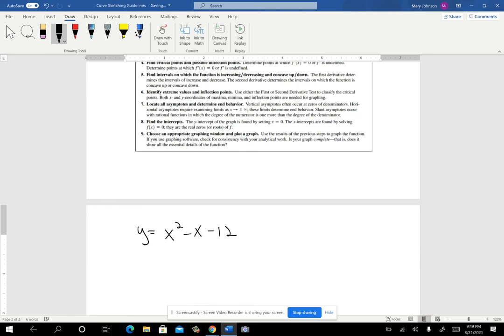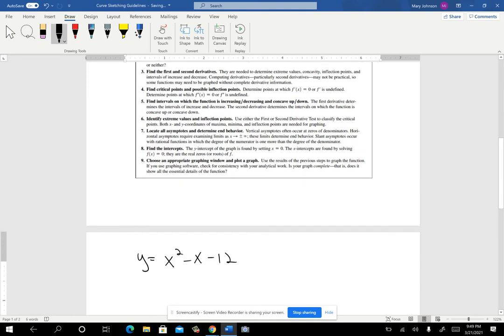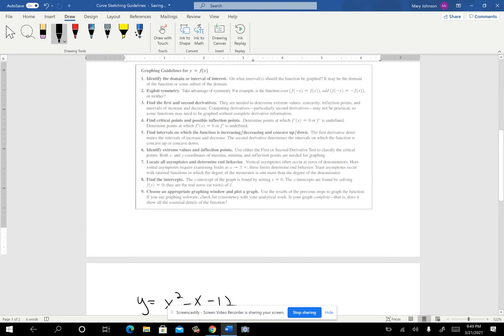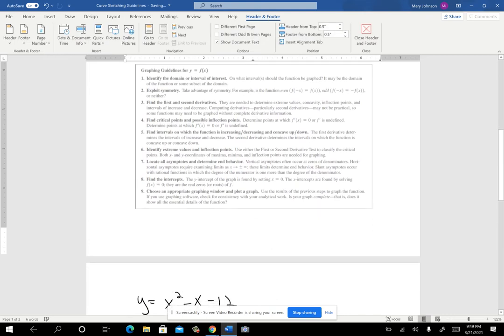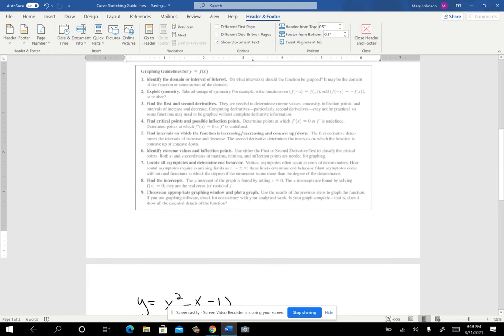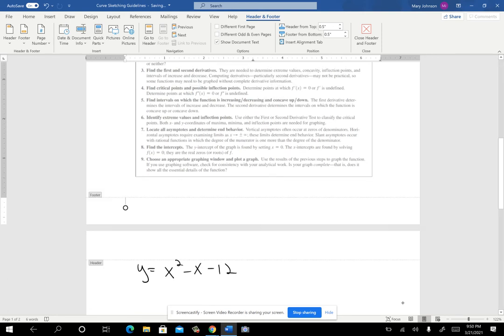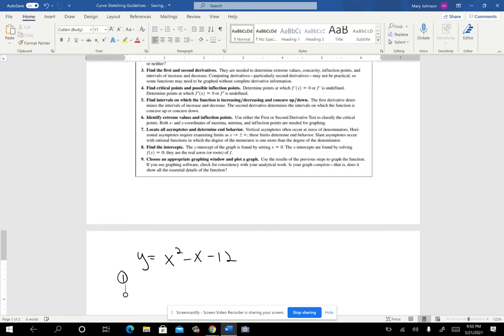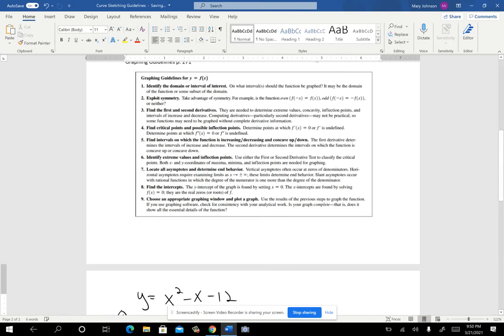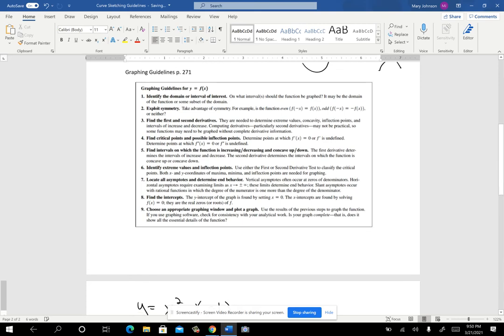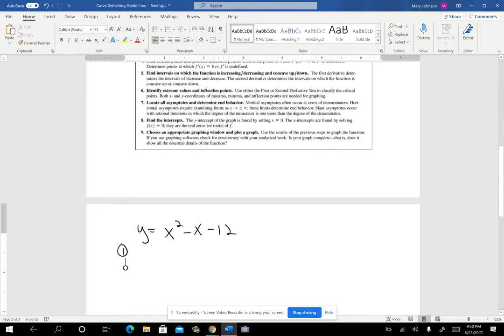Okay. Now you should already know quite a bit about that one, but I just want to go through these guidelines here. So first off, guideline number 1 just asks us to think about what we are going to try to graph. What's the domain, or where do we care about seeing the graph? This is a polynomial. It's actually going to be a parabola, so the domain is going to be all reals.